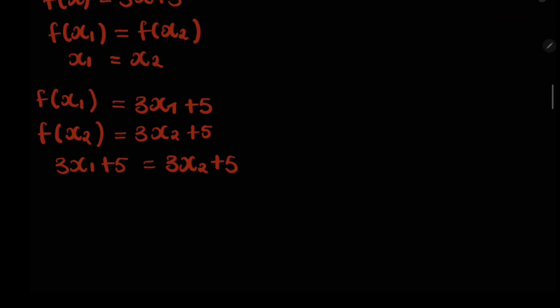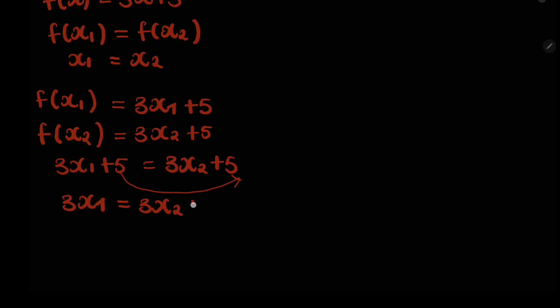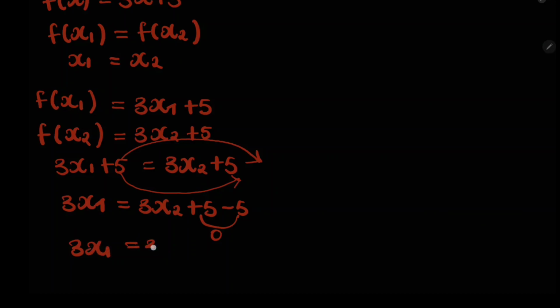So we are going to bring like terms together. Oh no, we are not going to bring like terms together. Sorry, we will simply send this 5 this way. So that is 3x1 equal to 3x2 plus 5 minus 5. We send it this way, so its sign changes. So this is 0. So we are left with 3x1 equal to 3x2. And from here, as we can see, we need to divide both sides by 3.